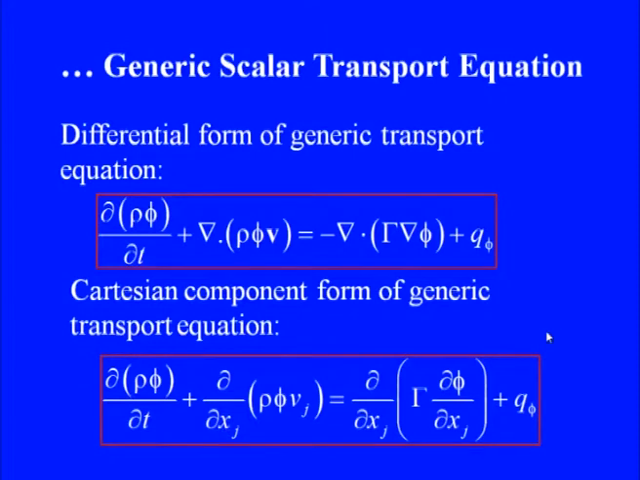Now, let us obtain the differential form of the generic transport equation. This we can again do by following the same method which we had adopted earlier for derivation of the differential forms, starting from the integral forms. So, let us first write down our integral form.